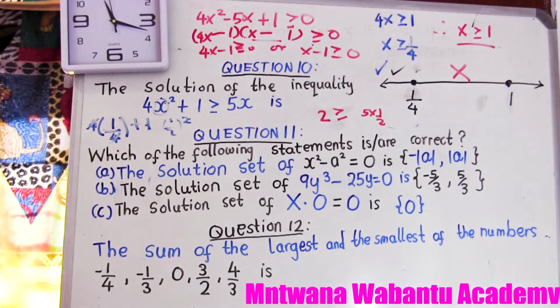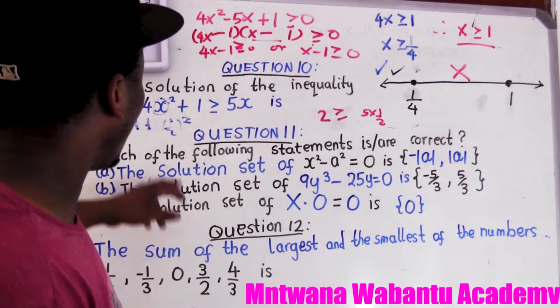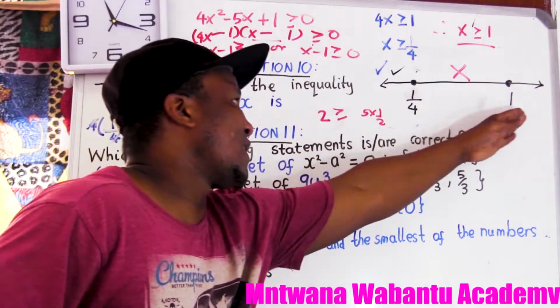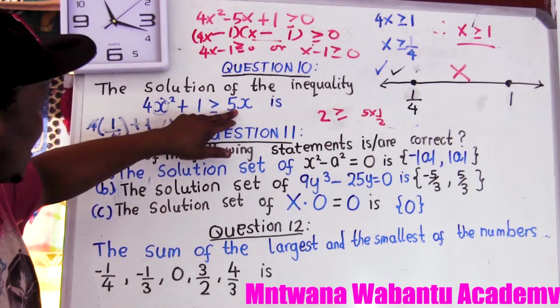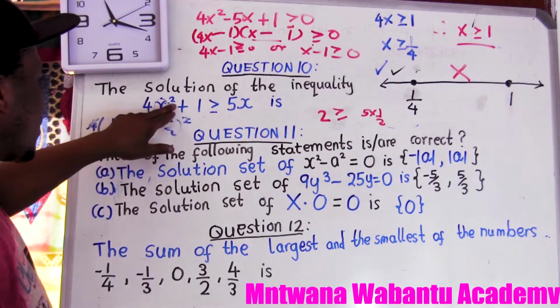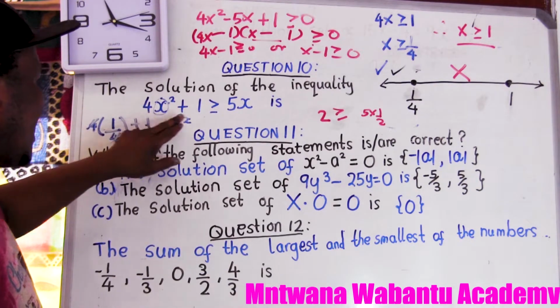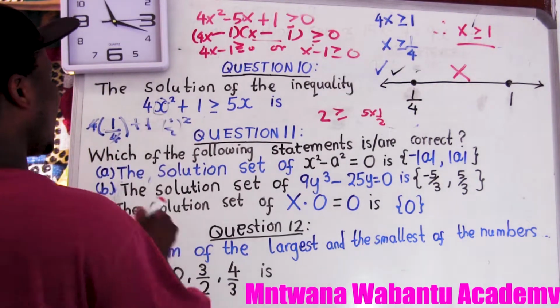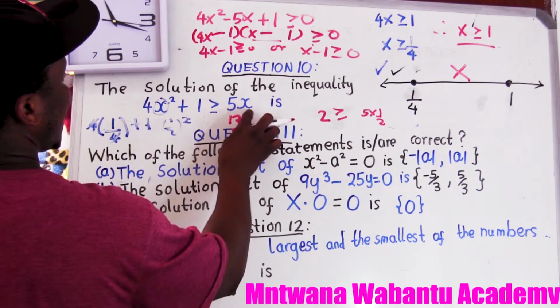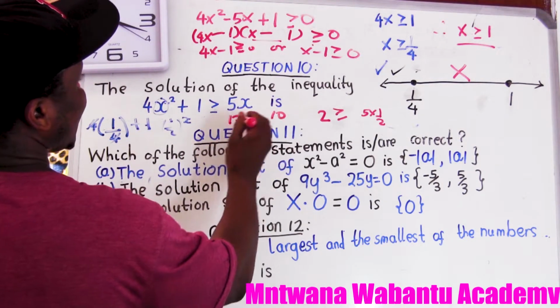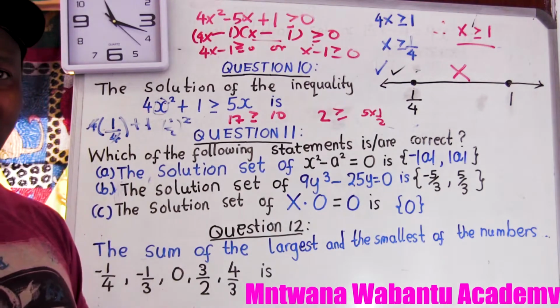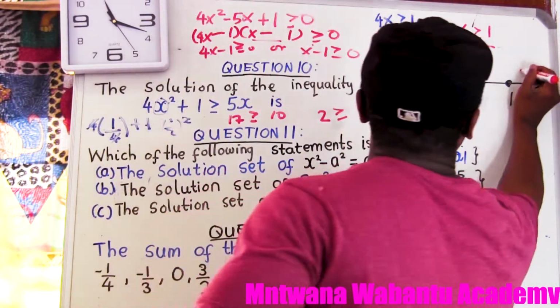Now, let's go to a number which is bigger than 1. I'm not going to go to 1,000, why should I do it? Let me take 2, which is bigger than 1. For 2, 2 squared equals 4. 4 times 4 is 16. Plus 1, 17. So the left side is going to be 17. Now, let's go to the right. We want to see if it's greater or equal. 2 times 5 equals 10. Is 17 bigger than 10? Yes, it's true. So here also is true.